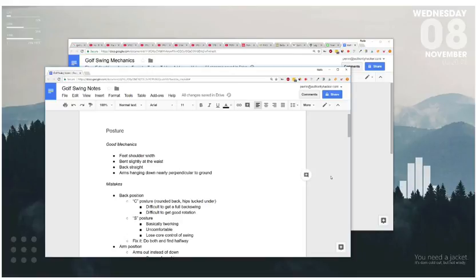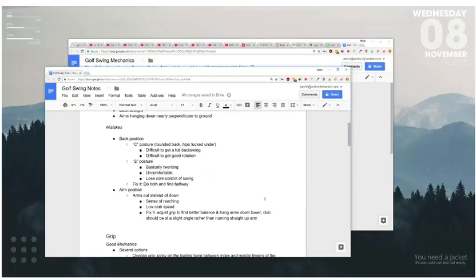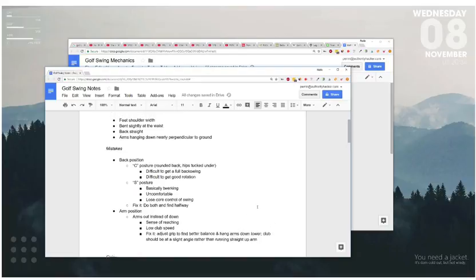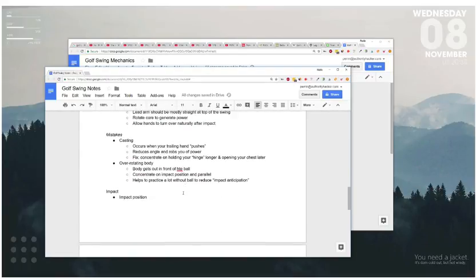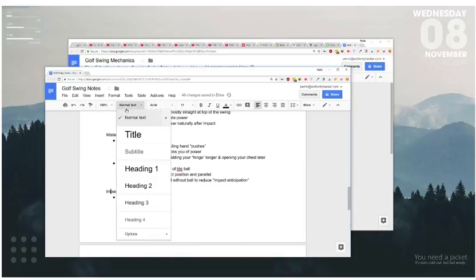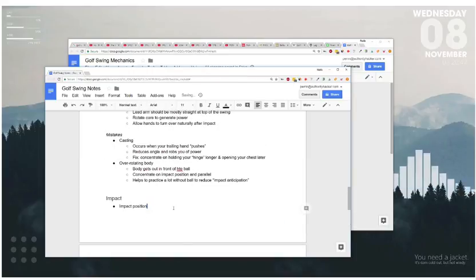what I was finding in my research, was that it would be easier to talk about good mechanics one by one, breaking a golf swing down into its component parts, talk about how to do it correctly, and then talk about some common mistakes to avoid. So that's kind of what I have here. I've got posture, grip, swing, and impact. And I'll change that to the correct heading.